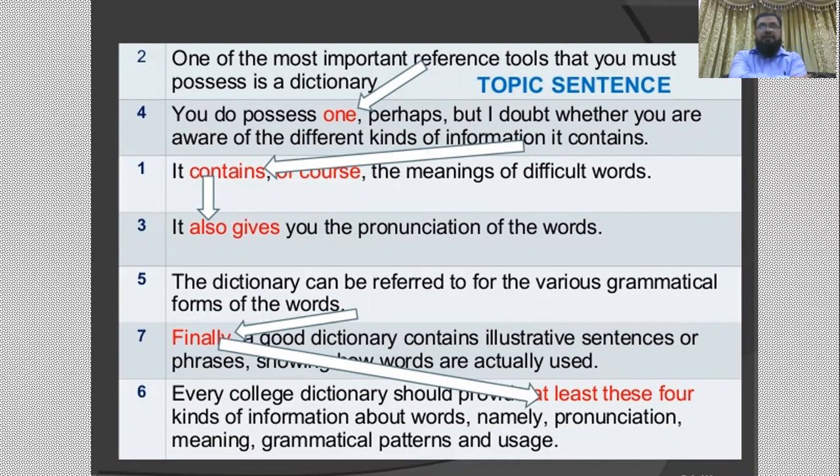Now next is, the dictionary can be referred to for the various grammatical forms of the words. And then finally a good one. Now he is going to the final conclusion, that at least these 4 kinds of information. You can see the important links connected with the arrows with the red words. Okay, every college dictionary should provide at least 4 kinds of information about the words, namely pronunciation, meaning, grammatical pattern, and usage. So this is how a paragraph should be interconnected and coherent.